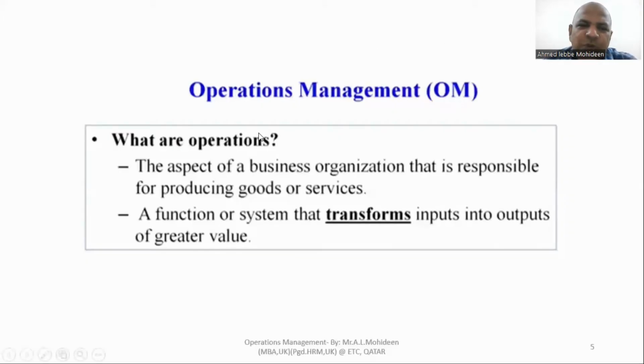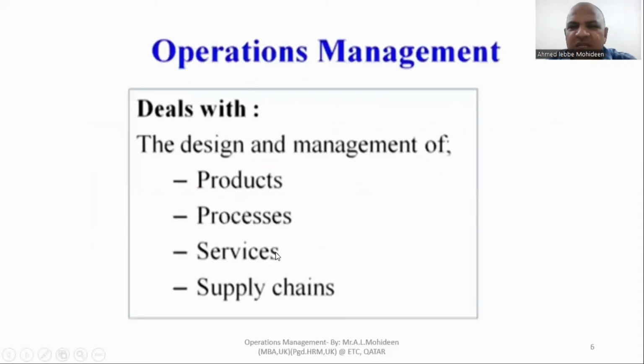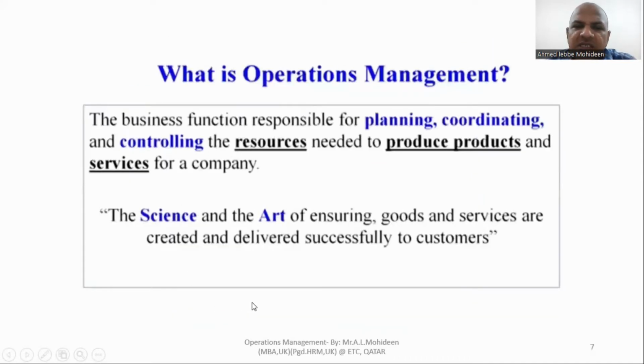So what are operations? The aspect of business responsible for producing goods and services, the functions or the system that transforms input into output. That is operation. We already discussed this. In operation management, there will be products, process, services and supply chain. These are the areas we are going to discuss. What is operations management? The business function responsible for planning, coordinating and controlling resources needed to produce products and services for the company. We discussed this one, right?